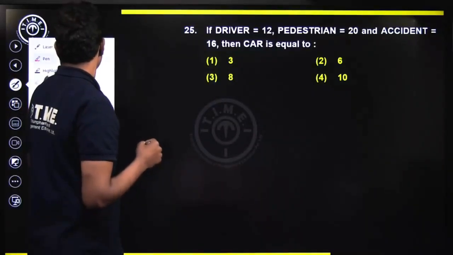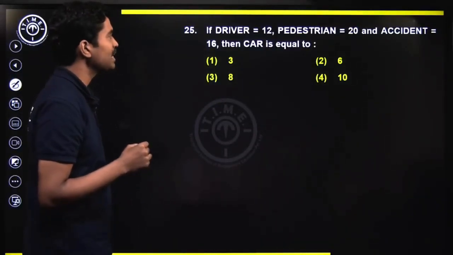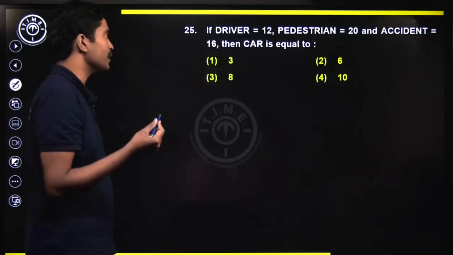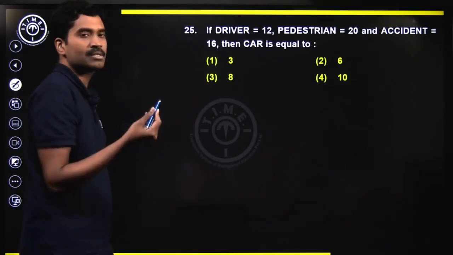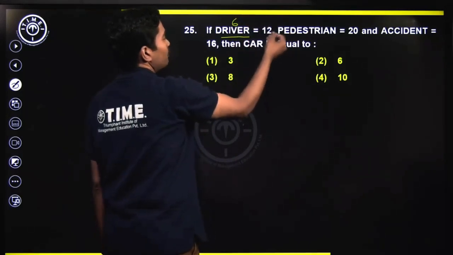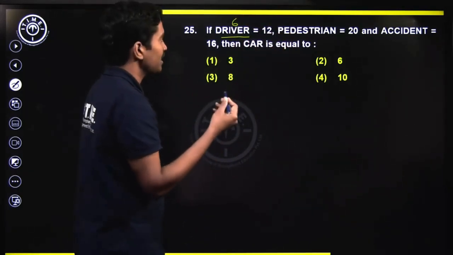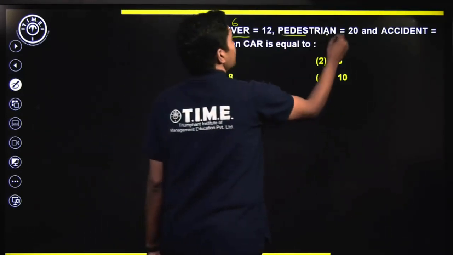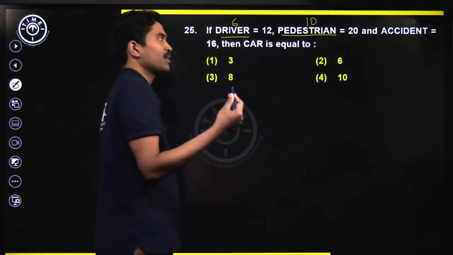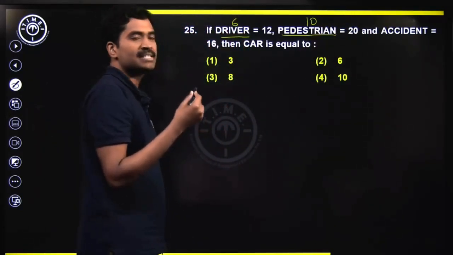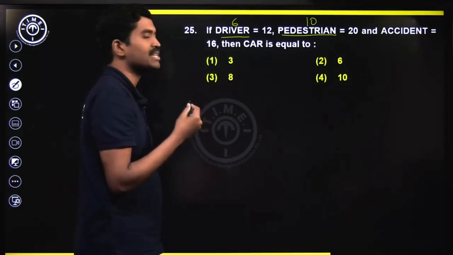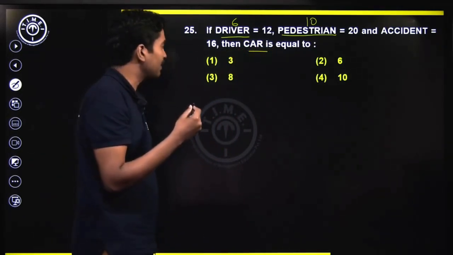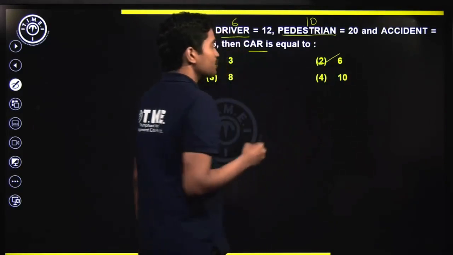If driver is 12, pedestrian is 20, and accident is 16, we are converting strings of letters directly into numbers. DRIVER, 6 letters, and I have 12. That feels like 6 into 2. Let's investigate further. What about pedestrian? PEDESTRIAN, 10 letters. 10 into 2 also feels like 20. What about accident? Let's confirm once more. ACCIDENT, 8 letters. 8 into 2 is 16. So easy. Find out how many letters there are multiplied by 2. Car has 3 letters. And what is 3 into 2? 6. That would be option 2.